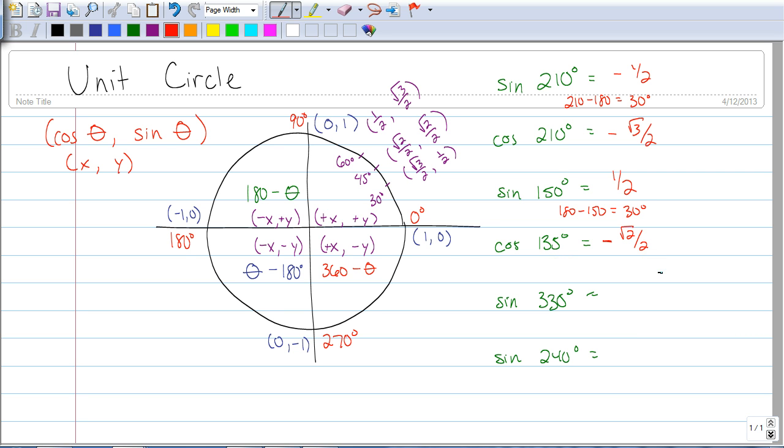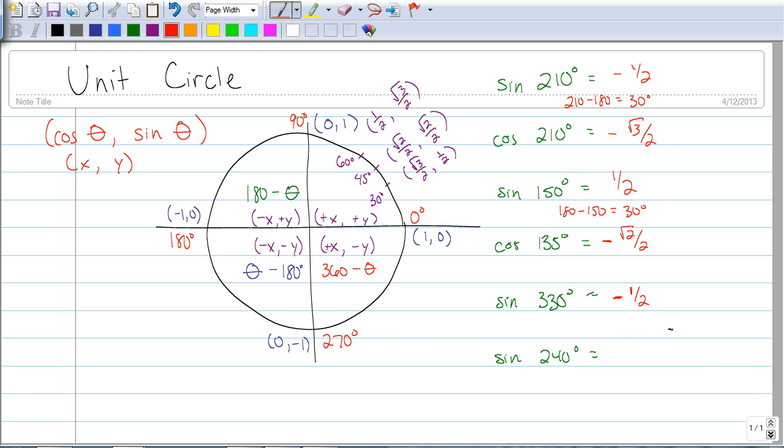Let's try the sine of 330 degrees. 330 degrees is in quadrant 4. In quadrant 4, the sine is going to be negative. So this answer, no matter what, is going to be negative. To figure out what angle it relates to, I would take 360 minus 330, and that gives me 30 degrees. So again, it corresponds to the 30-degree angle. The sine of a 30-degree angle is 1/2, so your answer here would be a negative 1/2.